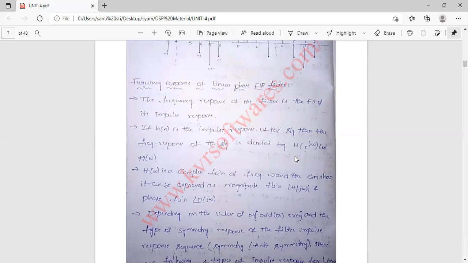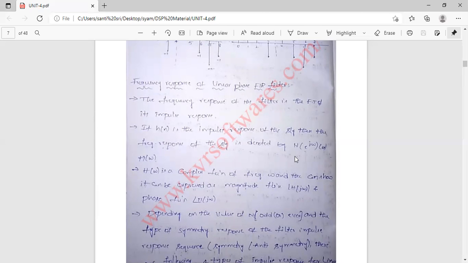That is, Fourier transform of h of n. So if h of n is the impulse response of the system, then the frequency response of the system is denoted by H of omega, that is H of e power j omega, or H of omega, right? H of omega is a complex function of frequency omega and it can be expressed as a magnitude function, mod H of e power j omega, and a phase function, angle phi of omega.